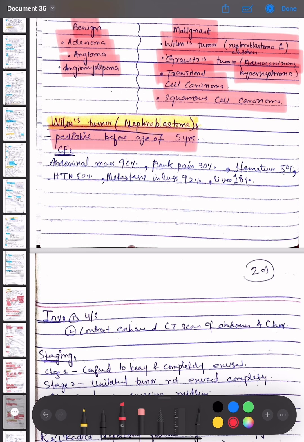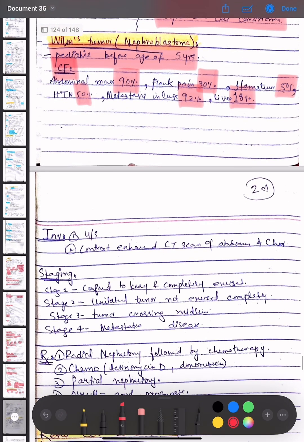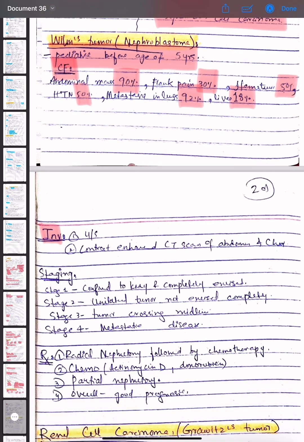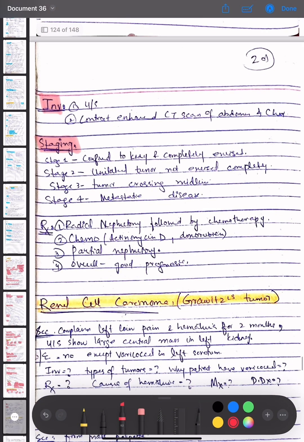The clinical features are abdominal mass in 90%, flank pain 30%, hematuria 50%, hypertension 50%, metastasis in lung 92%, in liver 18%. The investigations that are done for nephroblastoma are ultrasound and contrast enhanced CT scan of abdomen and chest. The staging of Wilms tumor: stage 1 is confined to kidney and completely excised.